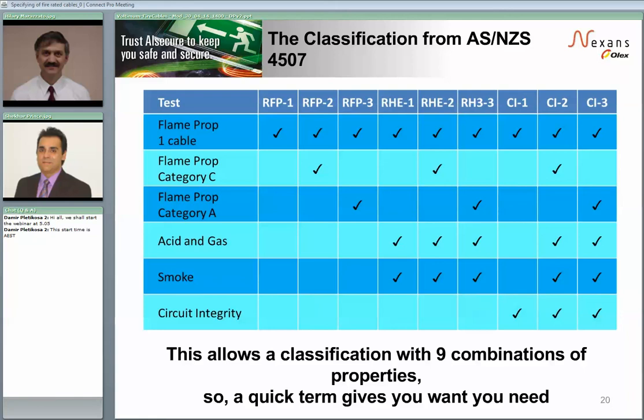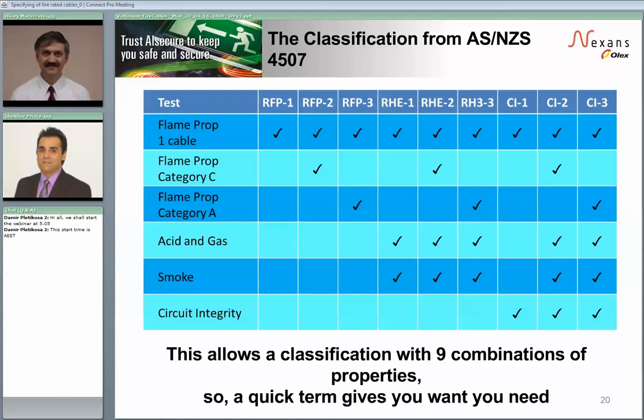And this classification relates to cable properties. Now, I've mentioned the AS/NZS 3013, and because that's more than just a cable test and it's a classification of a complete wiring system, it's not included in this table.